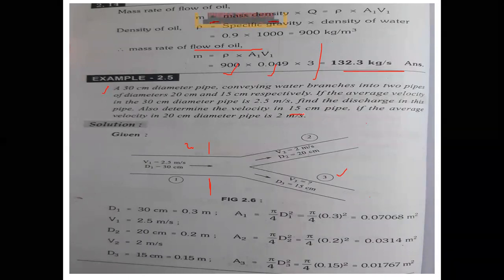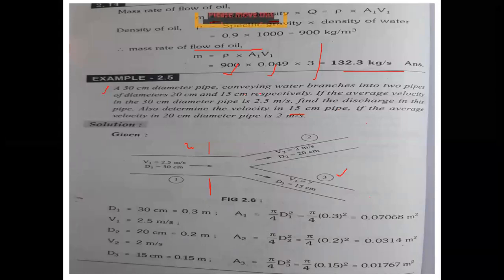Now with this question, we can draw the pipe. The first pipe is a 30 centimeter pipe. D1 is equal to 30 centimeters. It is split into two ways. One has D2 of 20 centimeters, the other D3 is 15 centimeters. So 1 is the mainstream, and 2 and 3 are substreams.